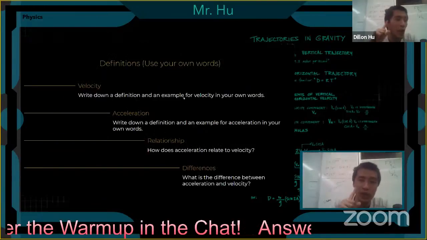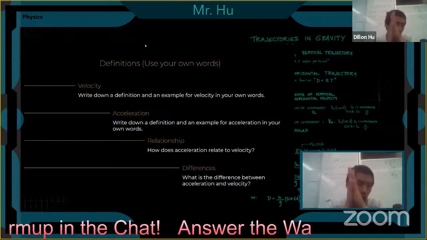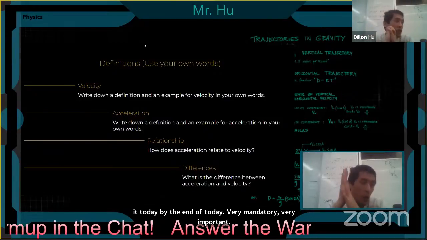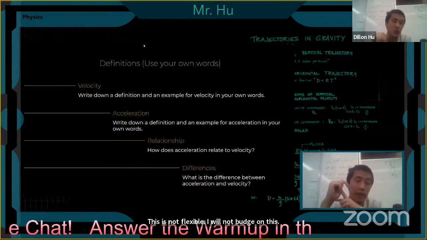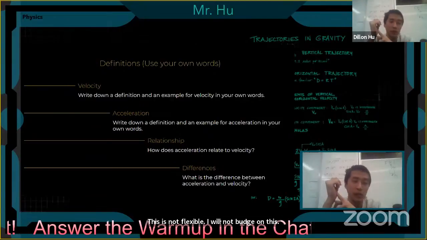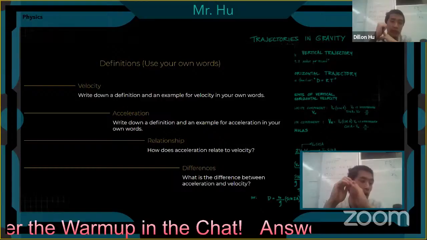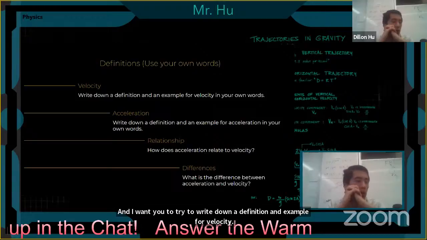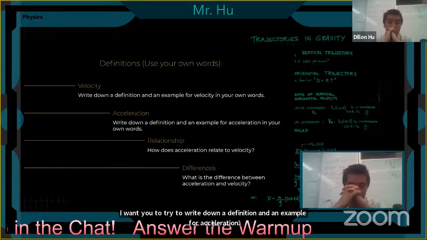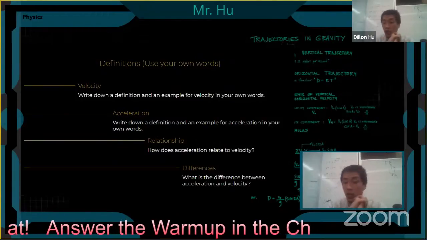Before we get started with that, what I first want you to do is pull up your graphic organizer that we were working on Monday. And I want you to try to write down a definition and an example for velocity. I want you to write down a definition and an example for acceleration. I want you to try to describe a relationship between acceleration and velocity. And then I want you to write down what you think are the differences between acceleration and velocity. So this should be boxes O, P, Q, and R, I think, on the graphic organizer from Tuesday, apologies, Tuesday. O, P, Q, and R.